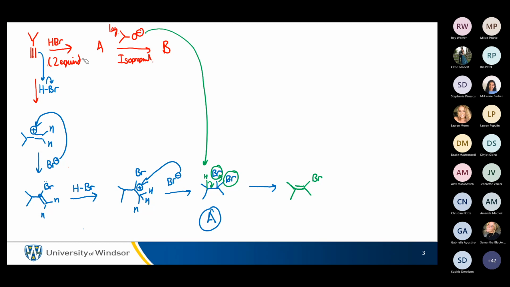Yeah, sorry, two equivalents underneath the arrow, and isopropanol underneath the other arrow. And I can no longer write because I exited. Equivalent. And that says isopropanol. So that's our product.